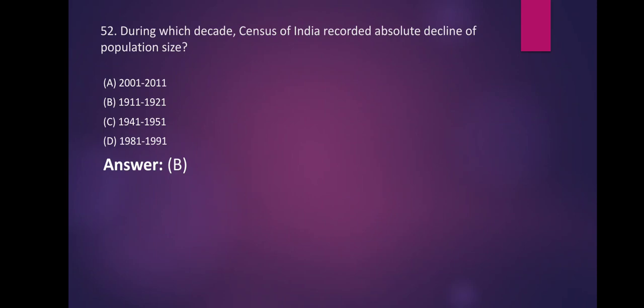During which decade did the Census of India record an absolute decline of population size? Option A, 2001-2011. Option B, 1911-1921. Option C, 1941-1951. Option D, 1981-1991. The correct answer is option B, that is 1911 to 1921.